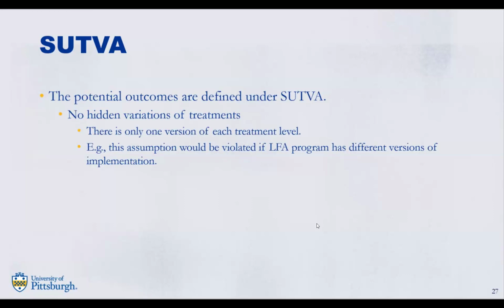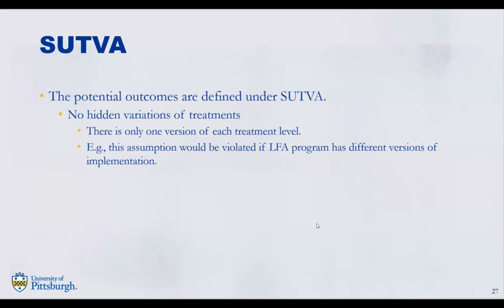So for example, if the LFA program has two versions, then the treatment levels are no longer 1 and 0. It can be coded as 1, 2, 0. 1 means LFA version 1, 2 means LFA version 2, and 0 is the control group. In that case, you're going to compare the effectiveness among the two versions and the control group.